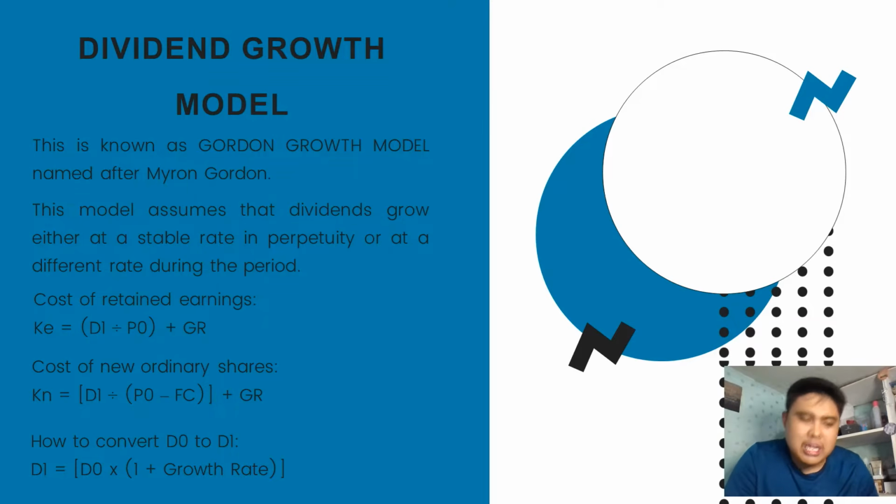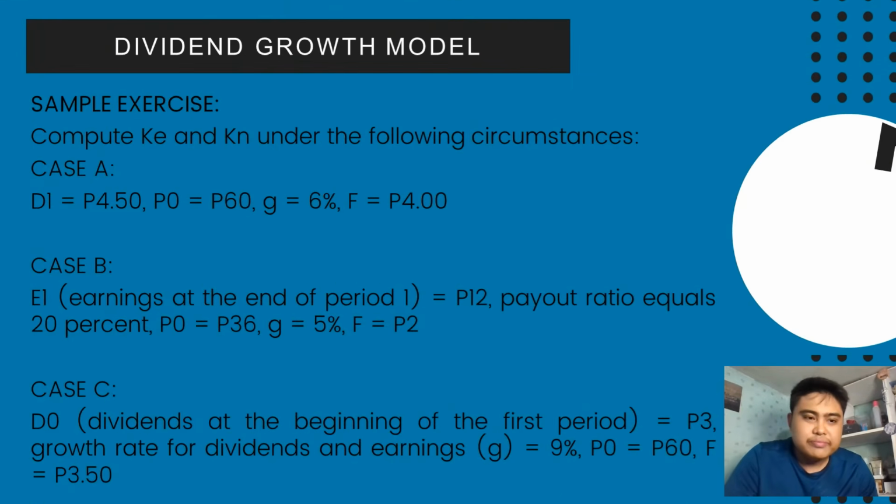So let us apply the formula of your cost of RE saka cost of new ordinary shares on our sample exercise. So on our sample exercise, meron tayong tatlong cases. Case A, Case B, and Case C. So our objective is to compute KE and KN under the following cases. So let us start first with Case A. So, sa case A, parang basic tong case A, ang D1, take note, ang binigay na sa'yo ay D1, 4.50. Ang price is 60. At ang G, or growth rate, is 6%. F is your flotation cost, is 4 pesos.